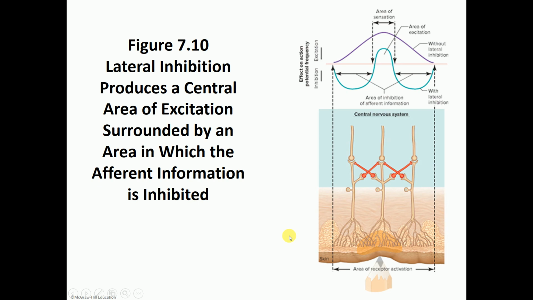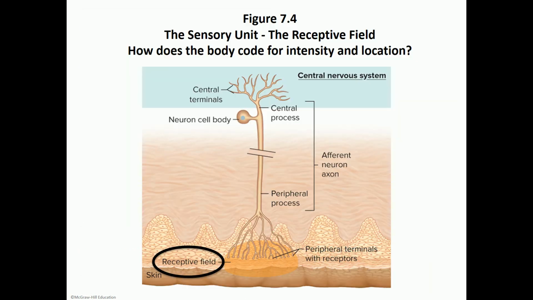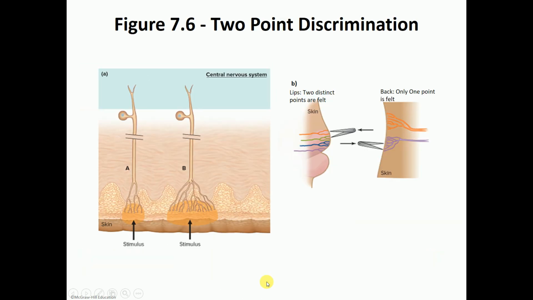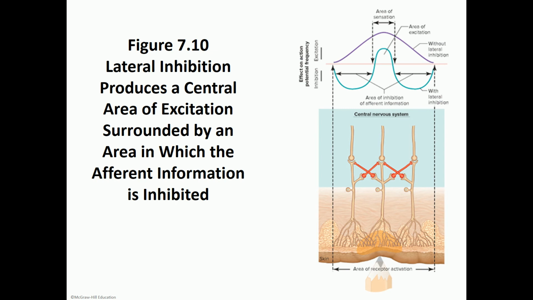Now, we talked about overlap of these receptive fields. How is it that even though there's this overlap, the brain is still able to pinpoint exactly where pain or a stimulus is coming from? There are several reasons. One of them is known as lateral inhibition.